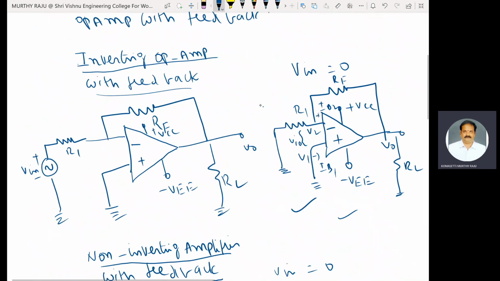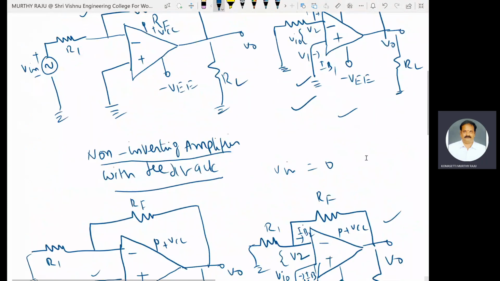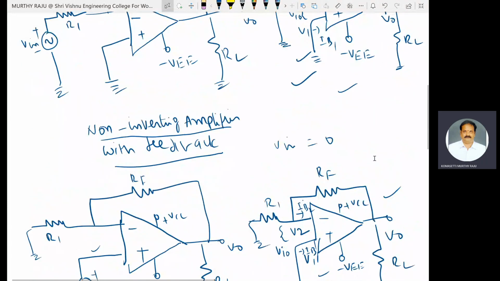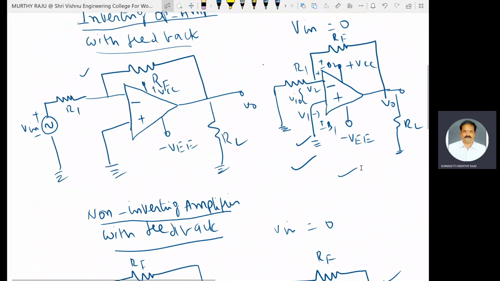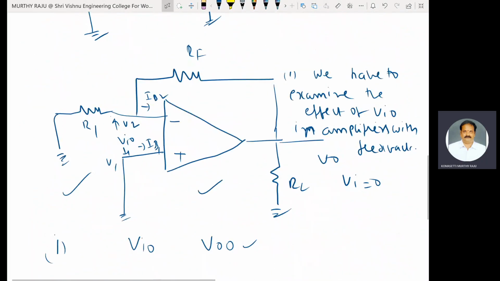This is the original inverting op amp circuit with Vin equal to 0. Reduced circuit: non-inverting amplifier with feedback circuit, Vin equal to 0. This is the reduced circuit. In both the cases, either inverting or non-inverting amplifier with feedback, Vin is equal to 0. Thus, the reduced circuit diagram is the same in both the cases. This is the reduced circuit diagram.